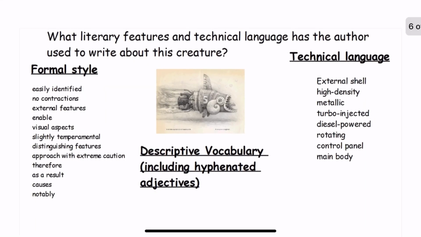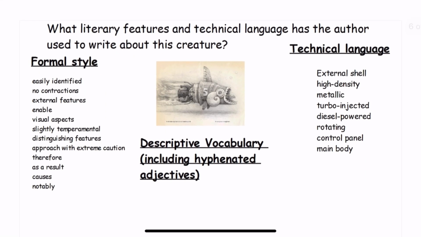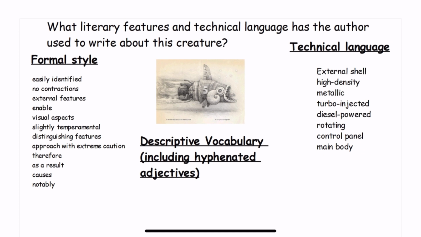Now you're back, what features did you pull out from the text? Did you notice the very formal style? There are no contractions or slang words used here. It's all very formal, long words to really explain and describe the creature and its processes in detail. The purpose of the text is to inform, instruct, and advise the reader. In other words, it is to explain, as it is an explanation text.